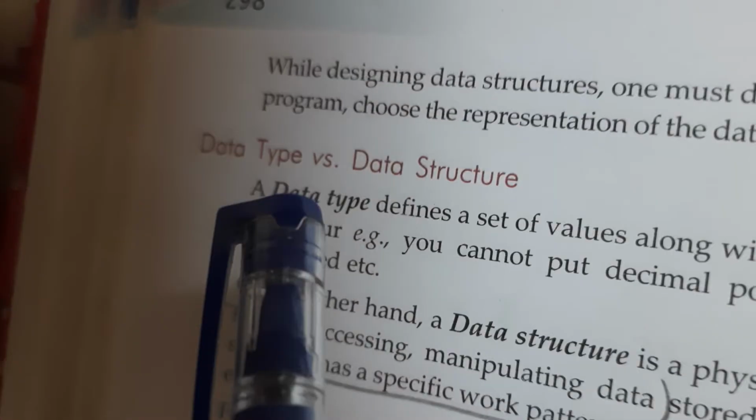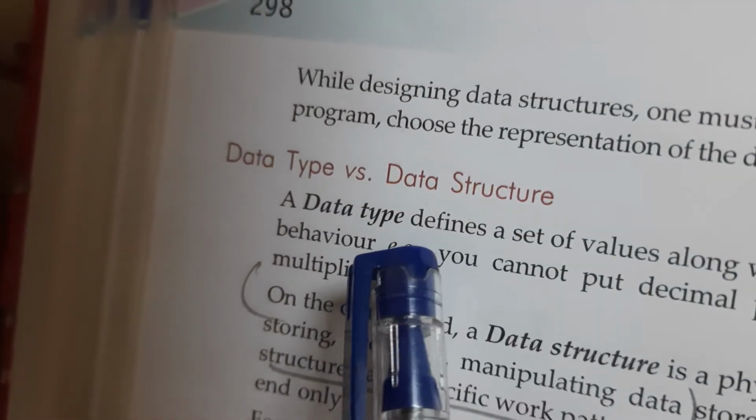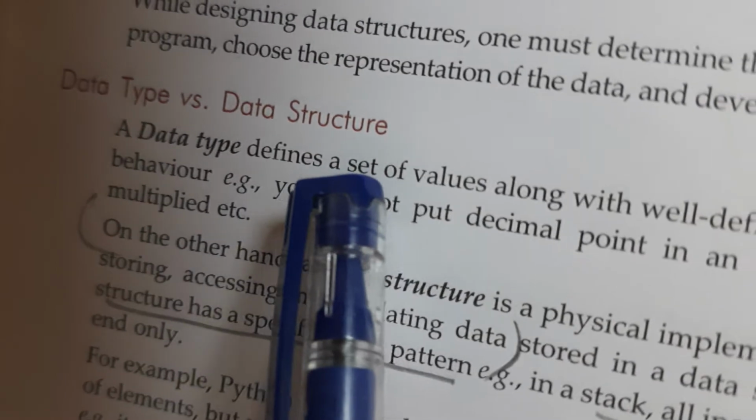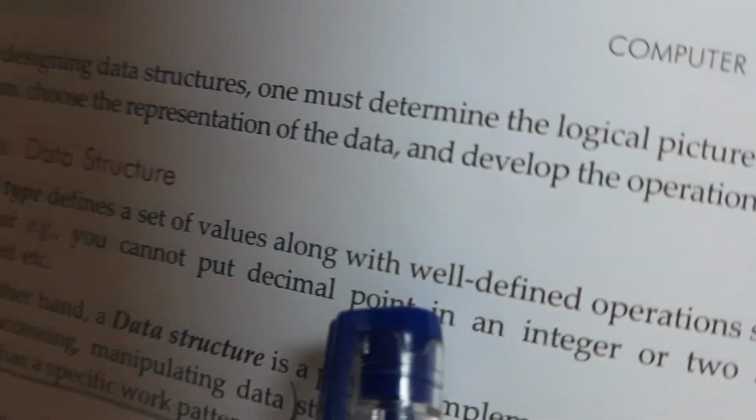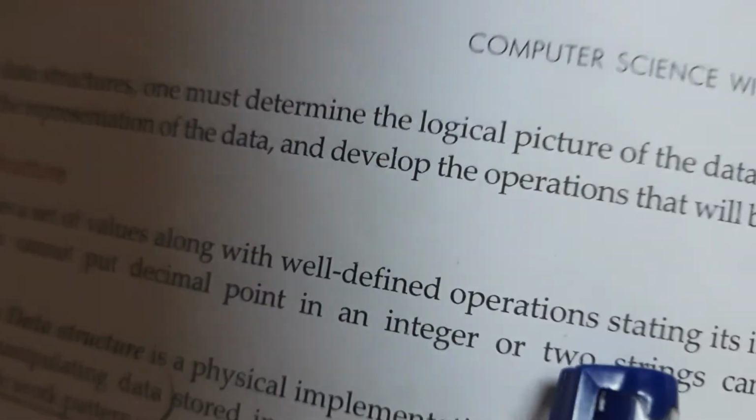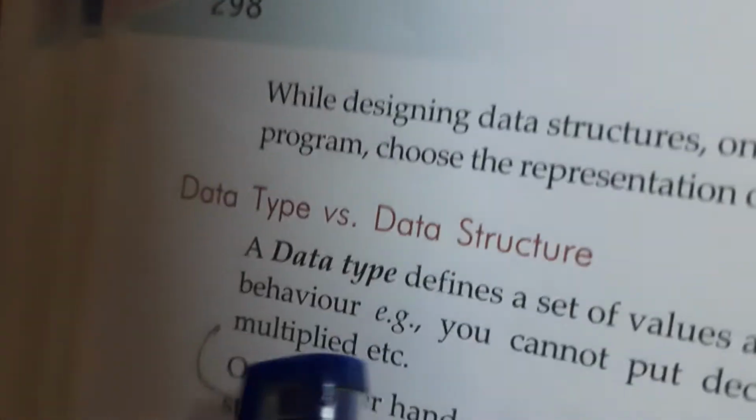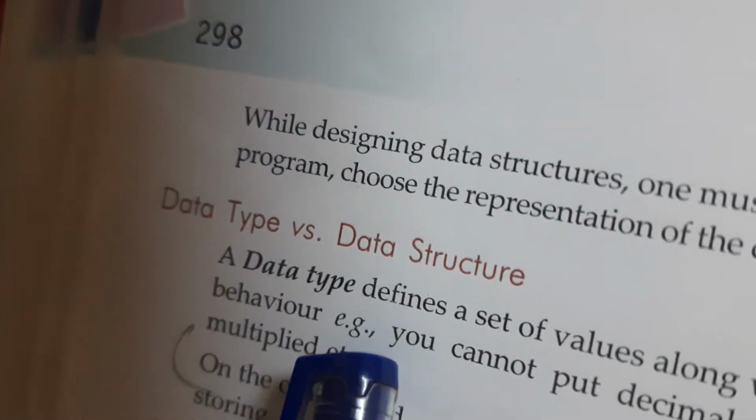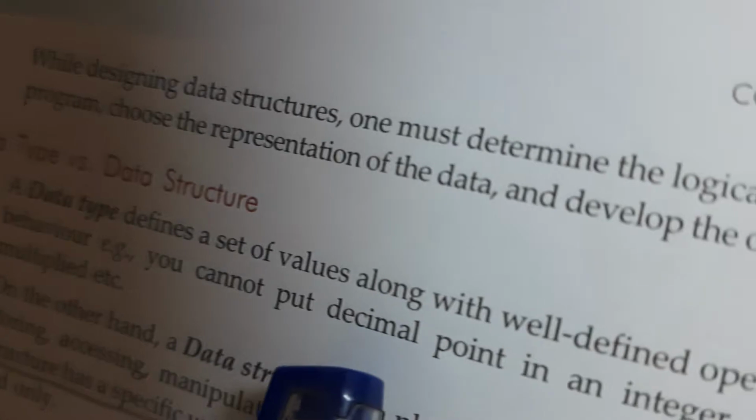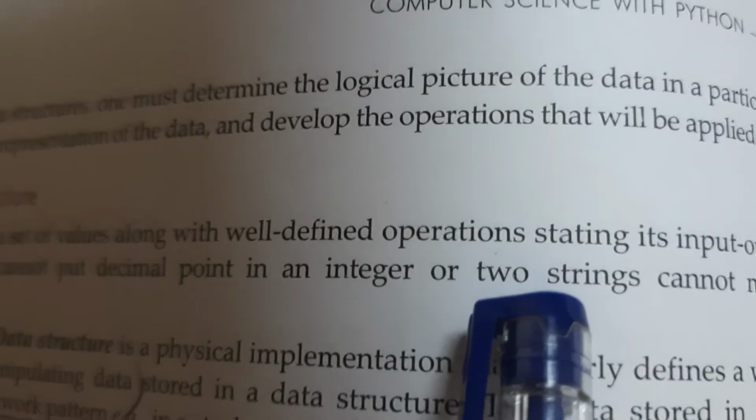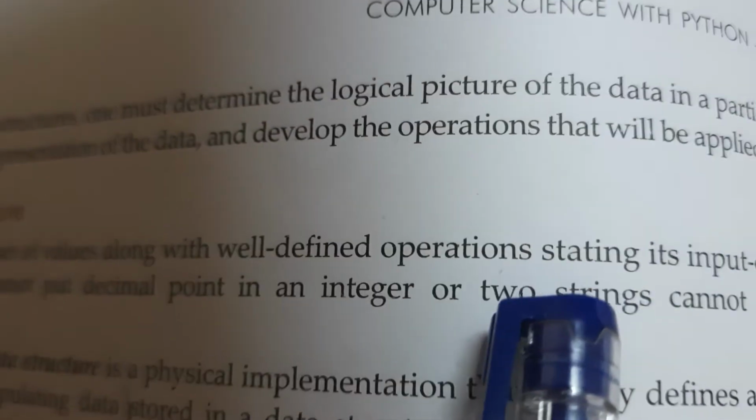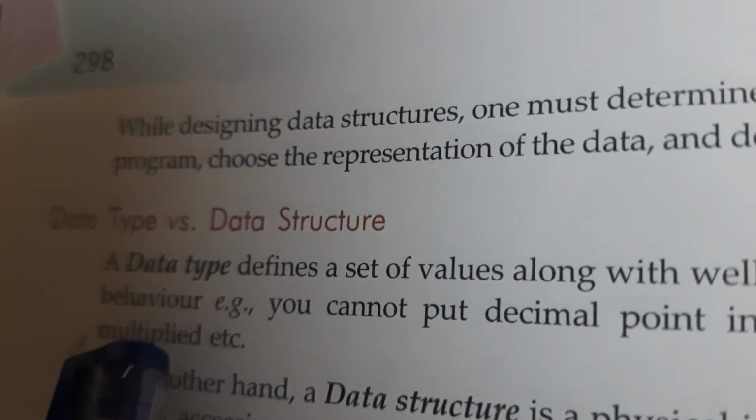Children, now we will see the data type versus data structure. So, data type means what? It defines a set of values along with well defined operations stating its input output behavior. Example, suppose you cannot put a decimal point in an integer, or you cannot add two or multiply. You can add two strings, but you cannot multiply two strings.